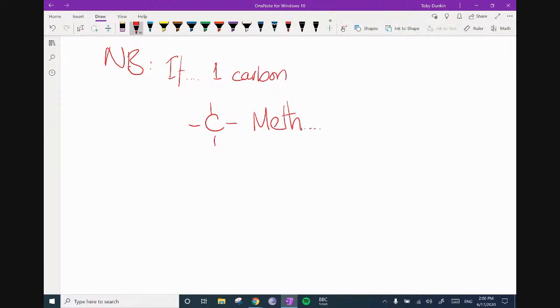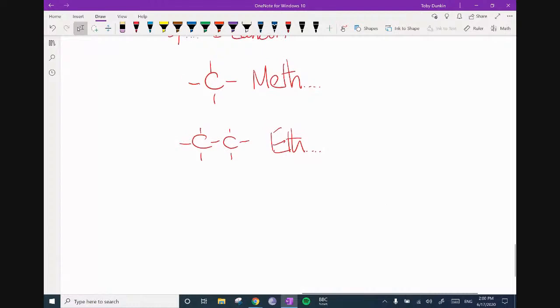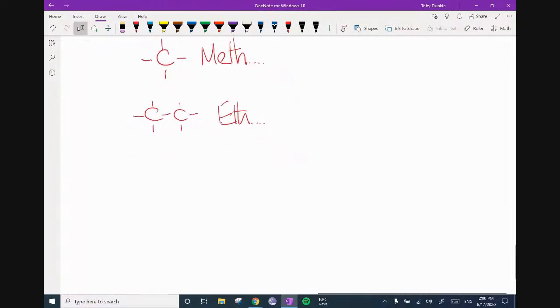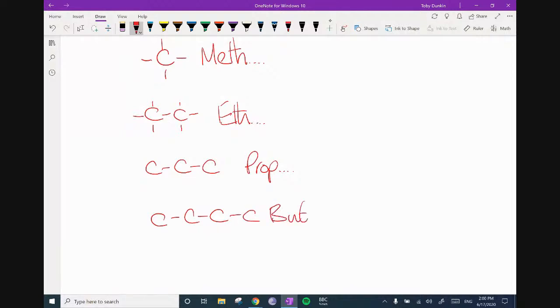If you have 2 carbons, I get eth. That's what we've just seen. This is the stem name, by the way. Next, if you get 3 carbons, I'm just going to get rid of the H's for now. This is now prop. 4 carbons in a row, we now get but.